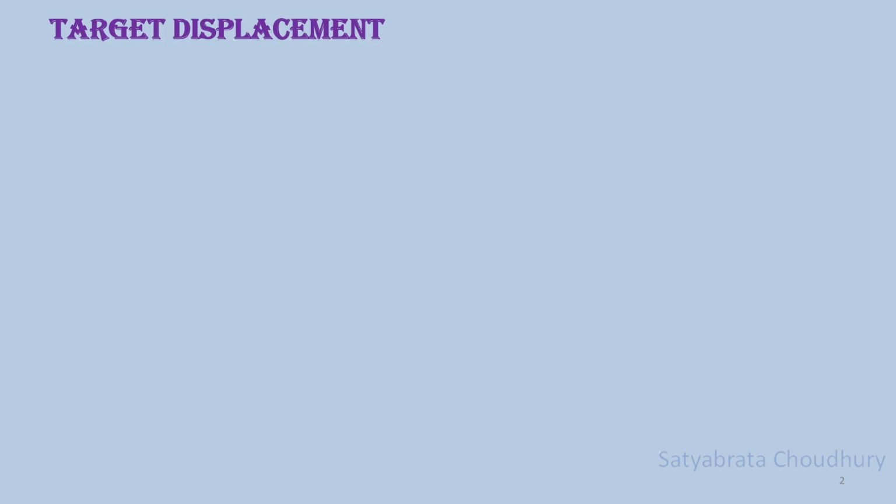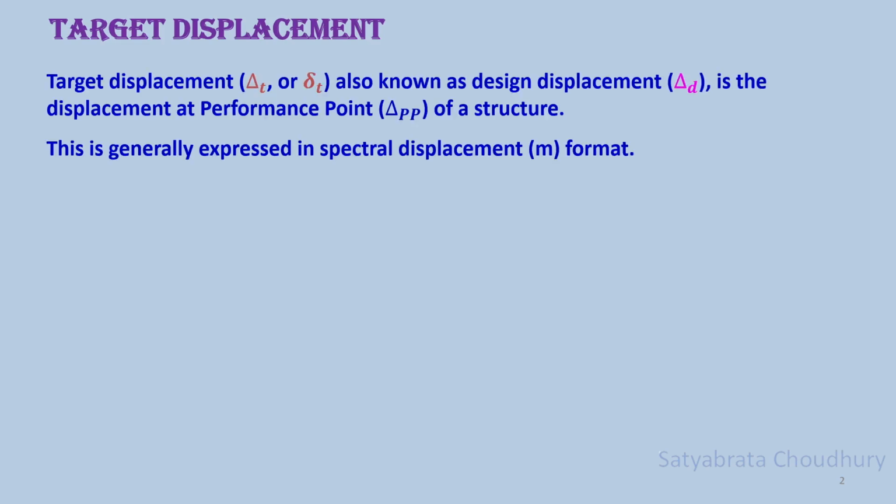Target displacement, we are going to find what this is. We have understood this in the previous video, that it is the displacement at the performance point of the system. What is the performance point? It is the point where the reduced demand and the capacity curve intersect, so that it becomes the unique point where the capacity of the system and the demand imposed on the system are equal, so that it is an optimized or economical design.